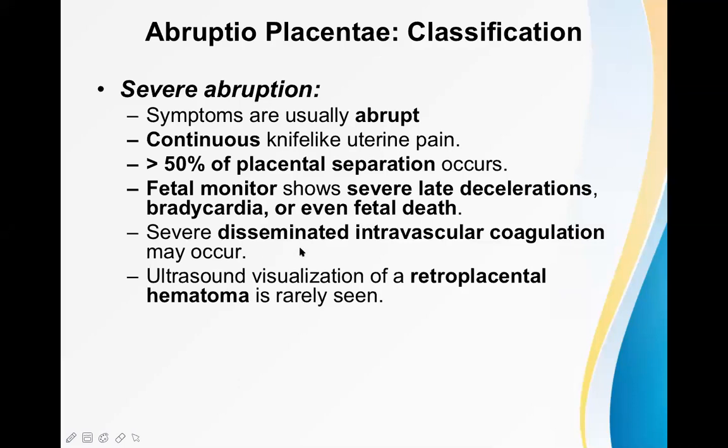Now you already know this point: DIC can occur in case of abruptio placentae. Who knows, it may have already occurred, and once DIC occurs, it is very difficult to manage. Ultrasound will confirm; it will show you the collection of retroplacental clot. Sometimes it is a mixed type of abruption. The clot may not be big, but a lot of blood has already come out, so different types are there. So mild abruption, moderate abruption, and severe abruption. Let's move on.